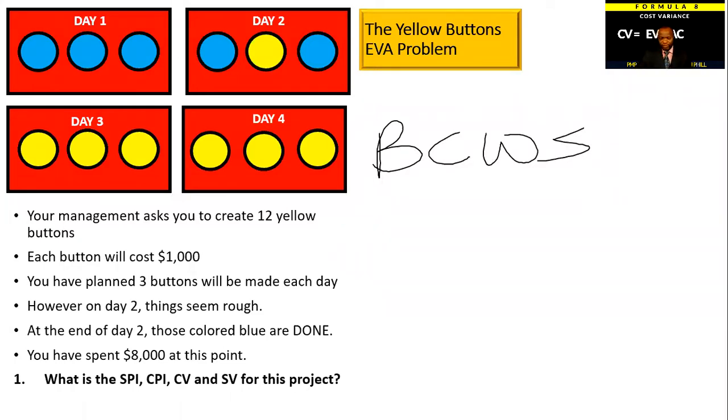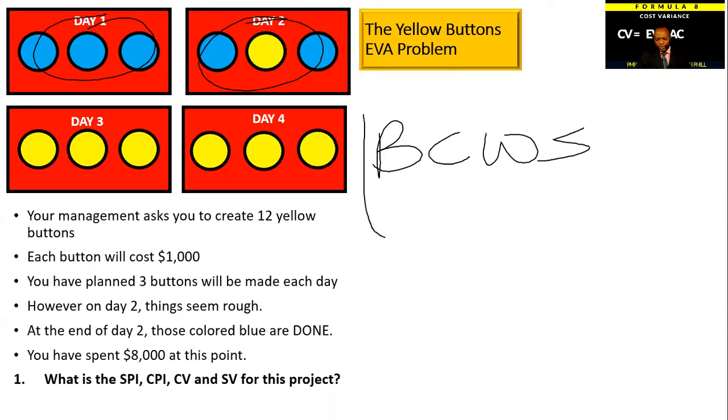In this problem, we're taking a look at the budgeted cost of work scheduled across day 1 and day 2 combined. The budgeted cost of work that you have scheduled is 6,000. If you're new to the problem, please watch the previous videos. They'll make a lot more sense when you get that first layer. Management has asked you to create 12 buttons, 3 every day. The earned value for the 2 days combined is 5,000. The actual cost, which has been given, is 8,000, right?